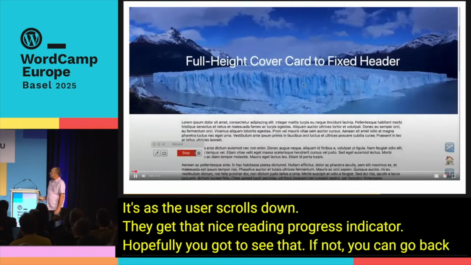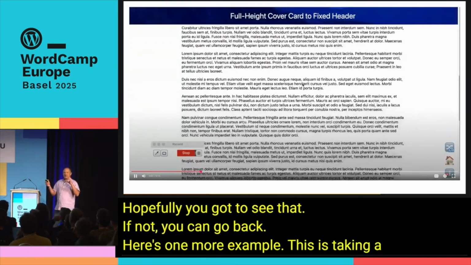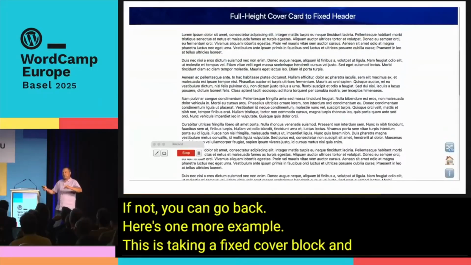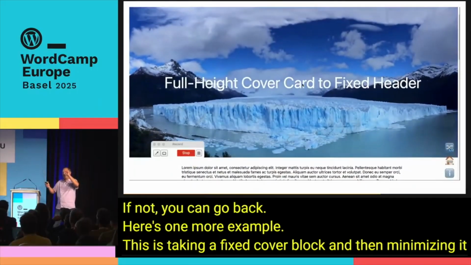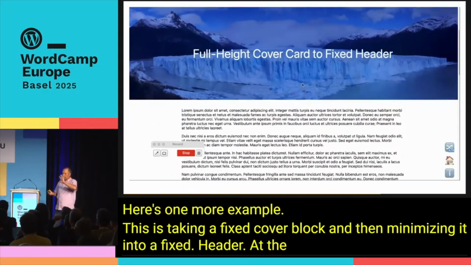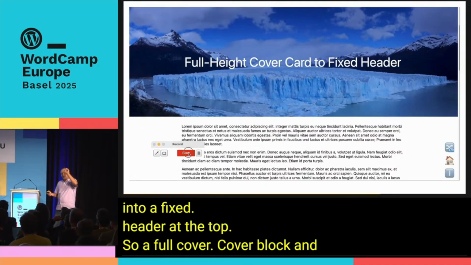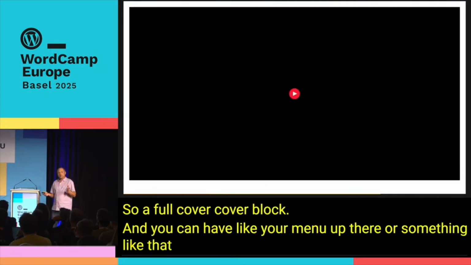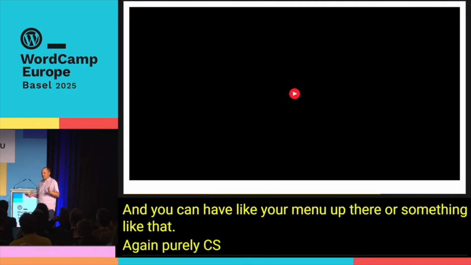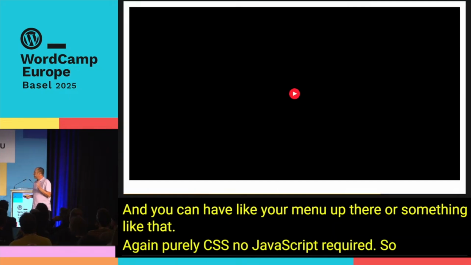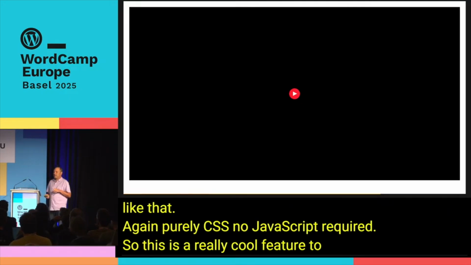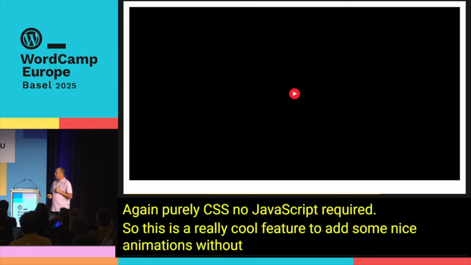Here's one more example. This is taking a fixed cover block and then minimizing it into a fixed header at the top. So a full cover block, and you can have like your menu up there or something like that. Again, purely CSS, no JavaScript required. So this is a really cool feature to add some nice animations without a lot of overhead.